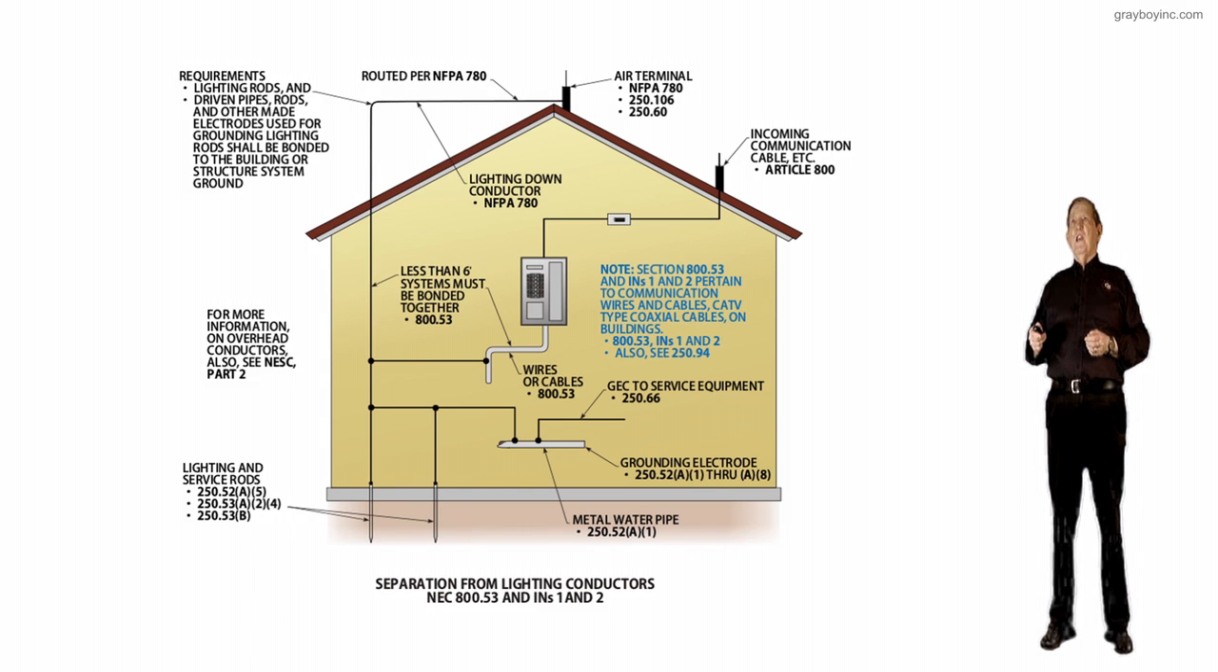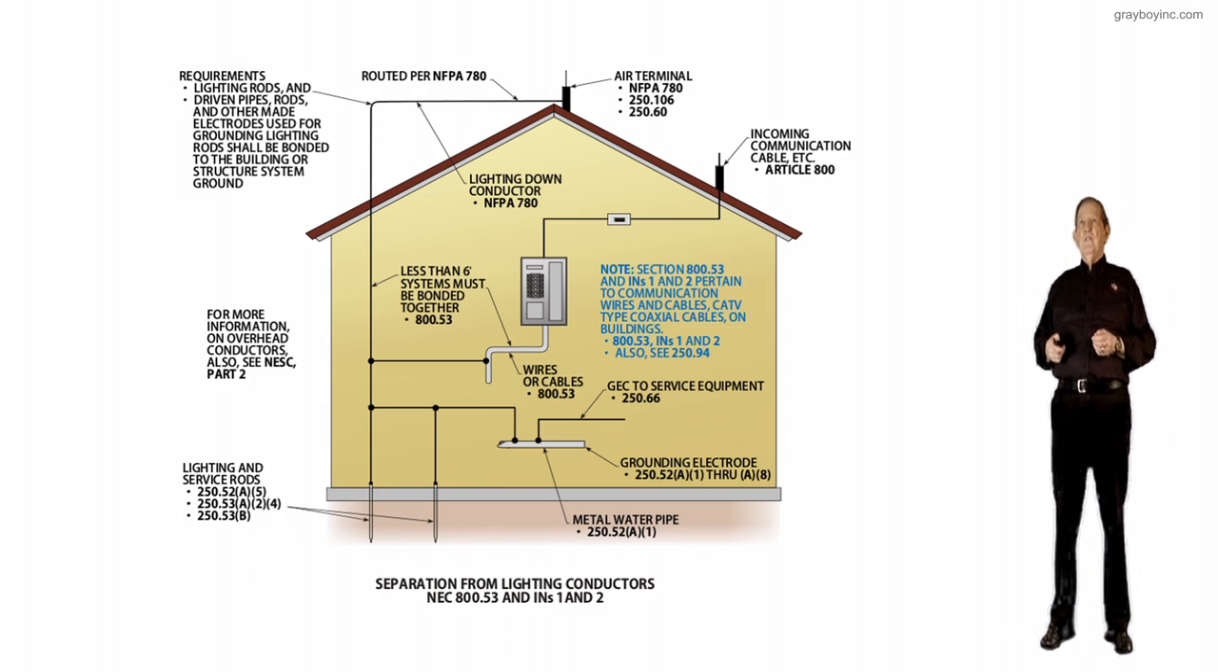And of course, to the right of the illustration, down toward the lower level of that roof, notice incoming communication cable and so forth, outlined in Article 800, and then where it enters into the building, you'd have to go to Article 805, where you'd set that protector and so forth.